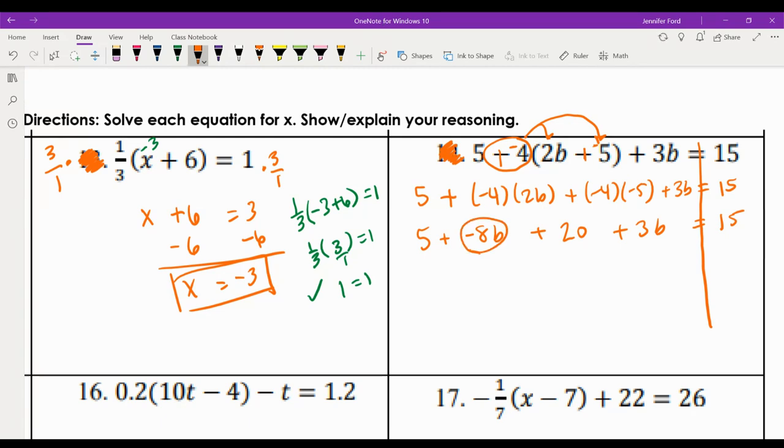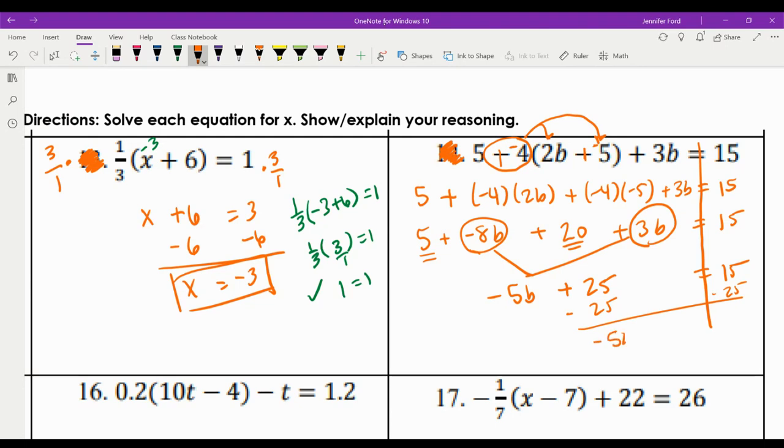I'm going to combine my like terms. Negative 8b plus 3b is going to be negative 5b. And then plus 5 and 20 is 25, equals 15. I'm going to subtract 25 from both sides. So negative 5b equals negative 10, divided by negative 5. And b is positive 2.